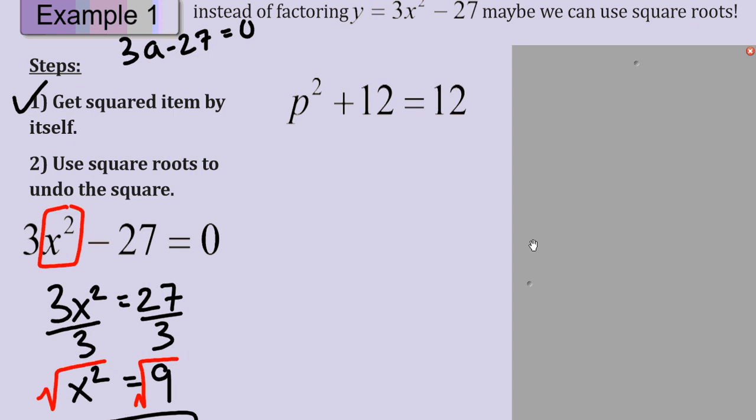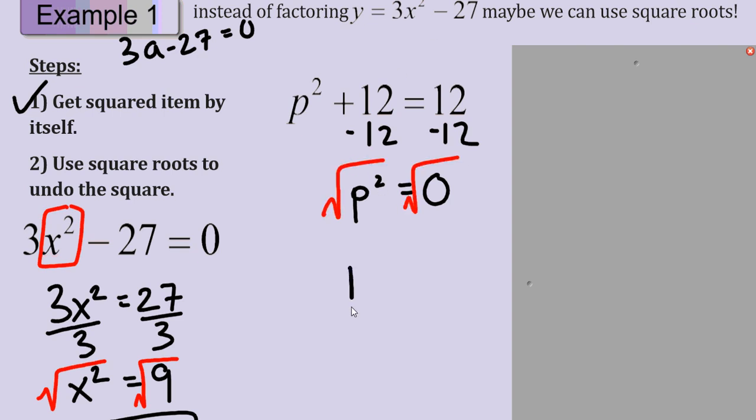Second one, get the squared item by itself. So that's p squared. Subtract 12 from each side. Subtract 12, subtract 12. I get p squared equals 0. Now I have this squared item by itself, and then I use a square root to solve. Square root cancels the square. I'm just left with p.